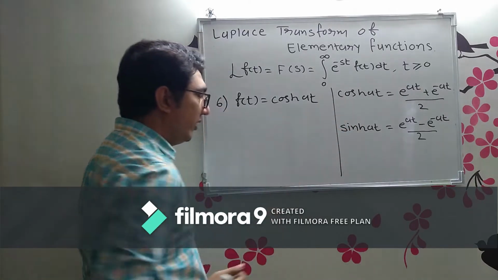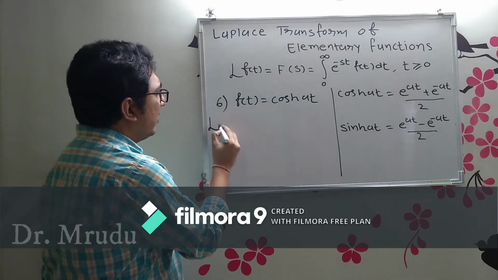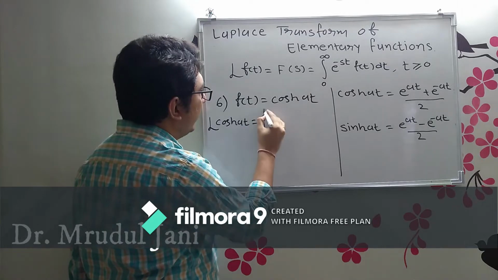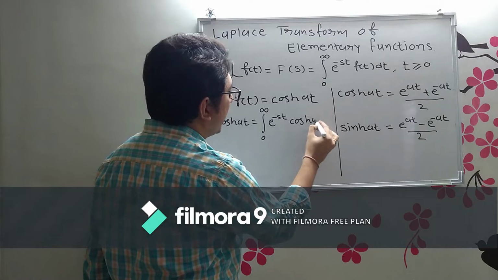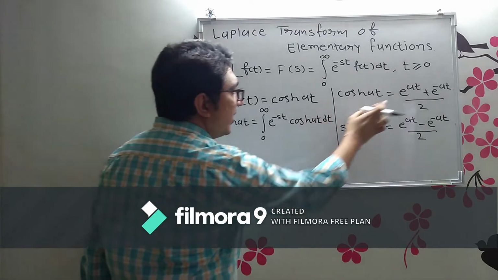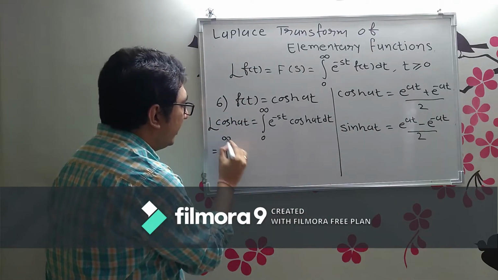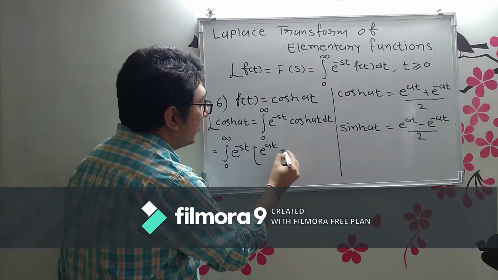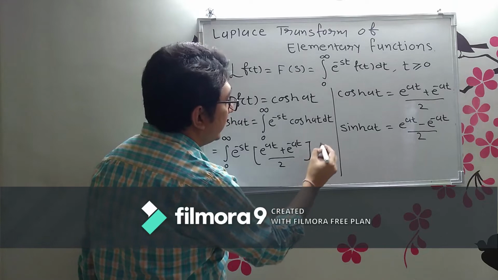First of all, cos hyperbolic. So let us implement this one. Laplace of cos hyperbolic at can be written as integration 0 to infinity e raised to minus st cos hyperbolic at dt. Instead of this hyperbolic function, I am substituting this form. So integration 0 to infinity e raised to minus st times e raised to at plus e raised to minus at, divided by 2, dt.